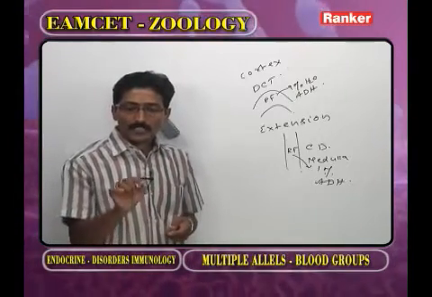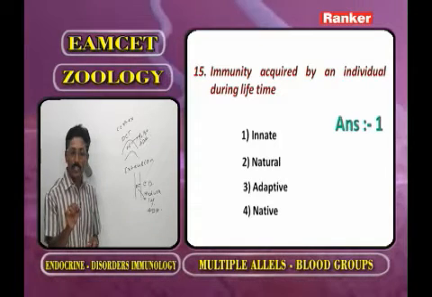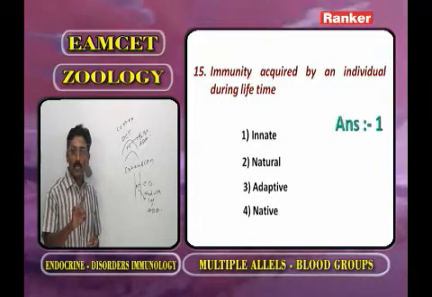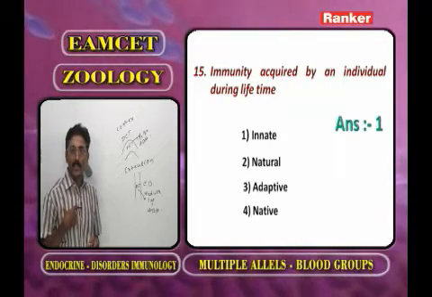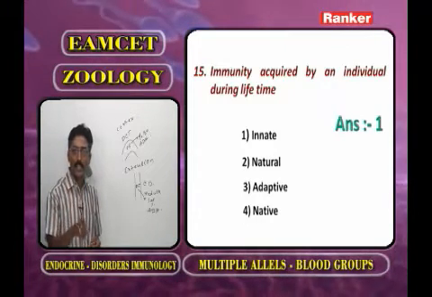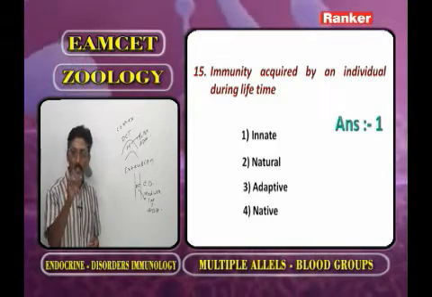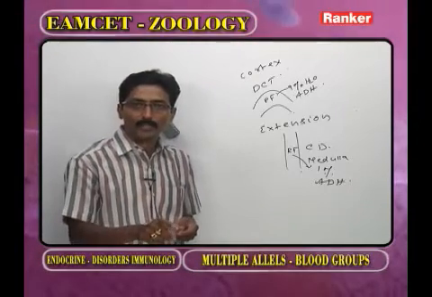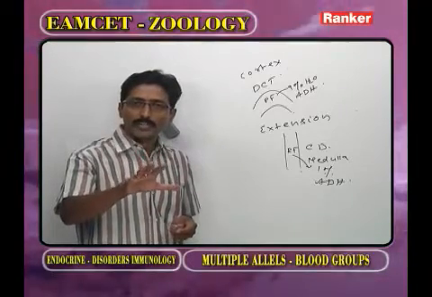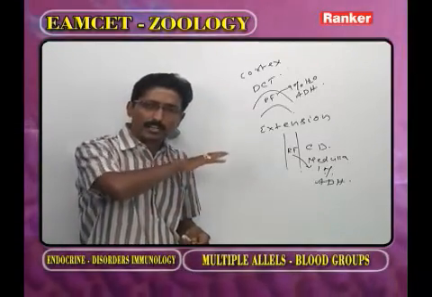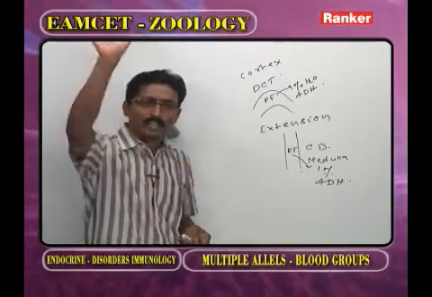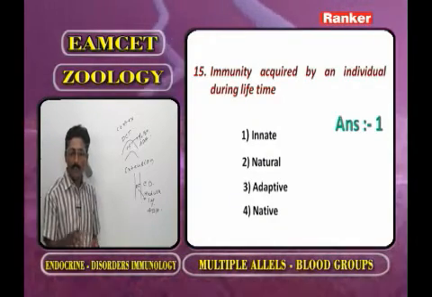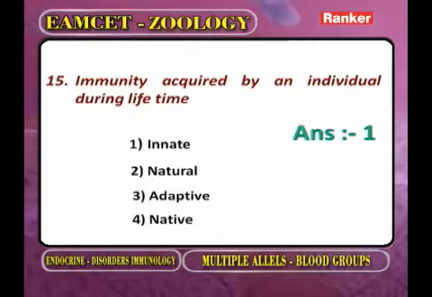Now, here we are asking, immunity acquired by an individual during the lifetime without contact with the antigen. Without contact with the antigen, we are getting the immunity. Such immunity, we call it innate immunity, or it is a natural immunity, or by birth, every organism is going to get immunity. That we call innate immunity. Innate immunity is present in all organisms, and it is the same in all organisms. So, immunity acquired by an individual during the lifetime, that we call innate.